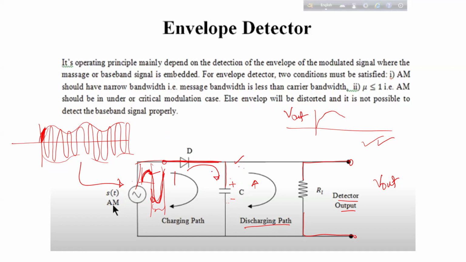Then again, when the input voltage becomes lesser than the maximum value, it will be disconnected and the capacitor will be discharging. So this is how the capacitor is being charged and discharged, being charged and discharged.